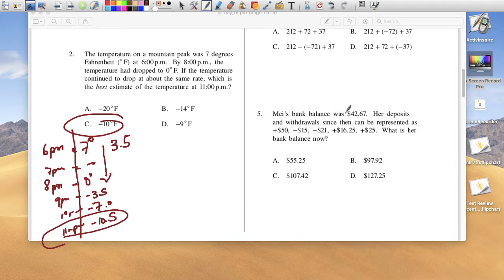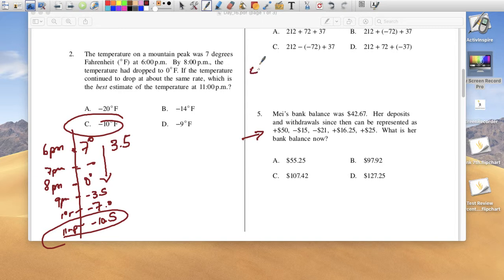Meig's bank balance was 42.67. Her deposits and withdrawals since then can be represented as plus and minus. So every time it's a plus, it's a deposit, and every time it's a minus, it means that she's taking out money. What is her bank balance now?